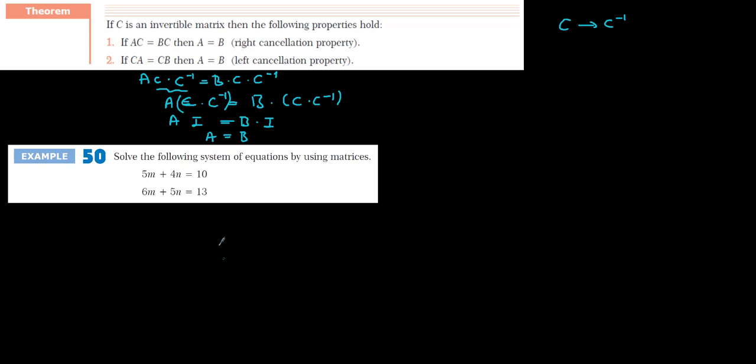Here we are going to do like this: 5m plus 4n. If you remember, I said we can write the matrices in this form: 5, 4, and here 6, 5, times m and n. We don't know what they are, these are unknown terms. Then this is equal to 10 and 13.